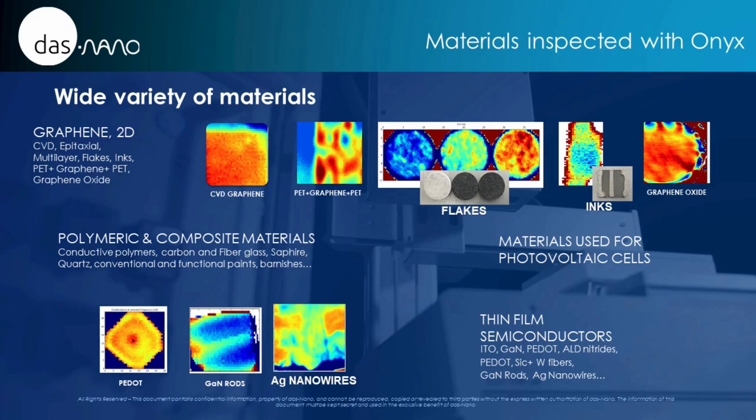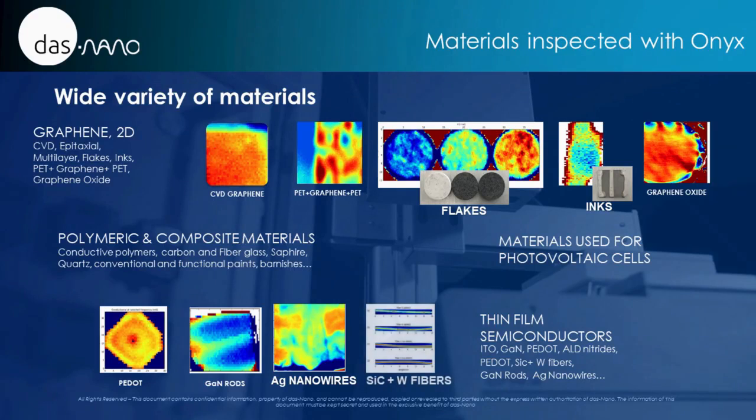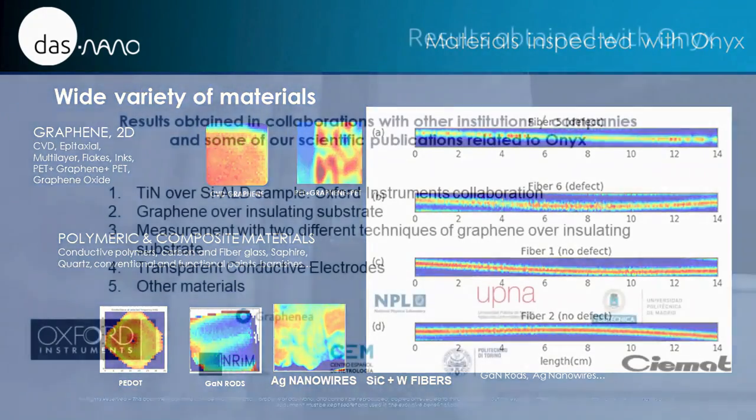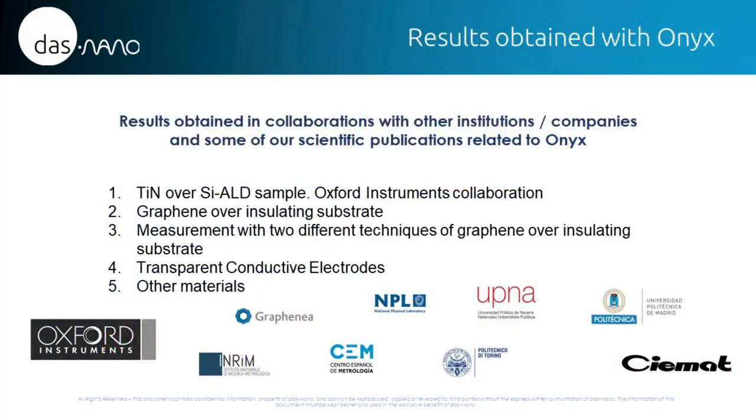Of particular relevance is the defectology information that ONYX can provide in silicon carbide fibers with a tungsten filament. You can see here 2 examples with manufacturing problems and 2 here manufactured perfectly. We will show now some results obtained with the ONYX device originated in several collaborations. Some of them have originated scientific publications in high-impact journals.